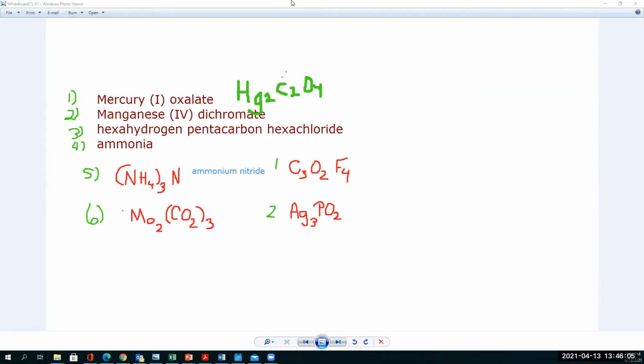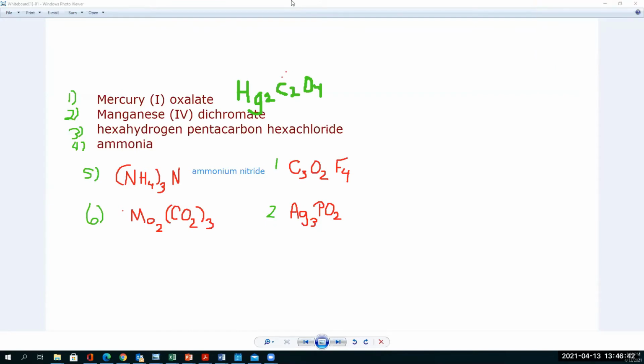So the charge for C2O4 is 2-. And we know that mercury has a charge of 1. So we want to balance that out. If we have a negative charge of 2 and mercury is 1, we know that we need 2 Hg to balance that out. Right, that's what I was trying to say. That is correct. We also know that mercury is diatomic. Mercury 1 is diatomic, right? So it just happens to work out perfectly for this problem anyway. So we didn't have to worry too much about it.